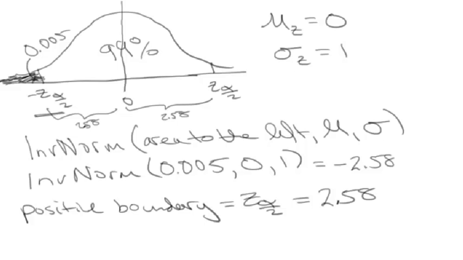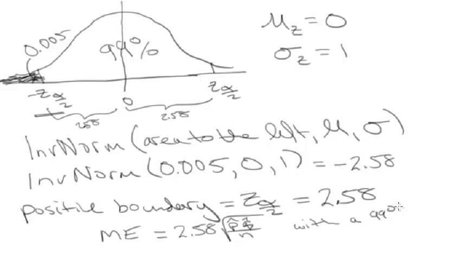And what did I want a critical value for again? Well, now if I wanted to find the margin of error with a 99% confidence level, it is going to be 2.58 times the square root of p hat times q hat divided by n. This is with a 99% confidence level. The more confident you need to be, the wider your margin of error is going to have to be.